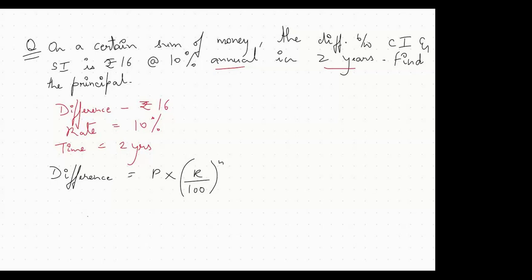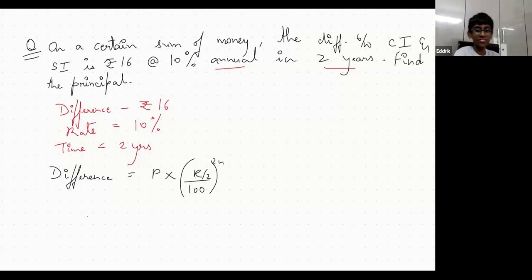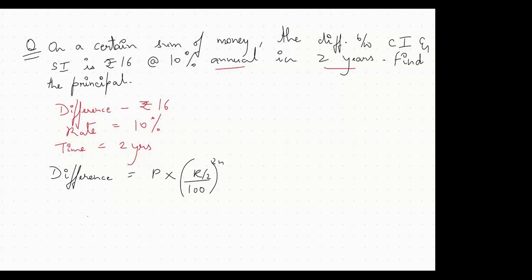But we know how to modify it if it is for half yearly or quarterly. If it is half yearly, put r by 2 raised to the power 2n. If it is for quarterly, put r by 4 raised to the power 4n. So the same formula will be used in every difference question. When you're given the difference and you are asked to find the principal, this formula will be applied.